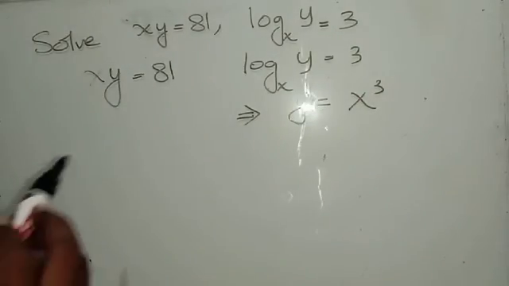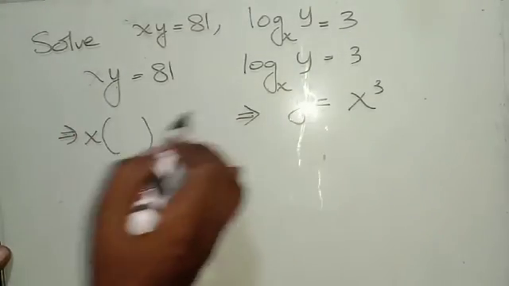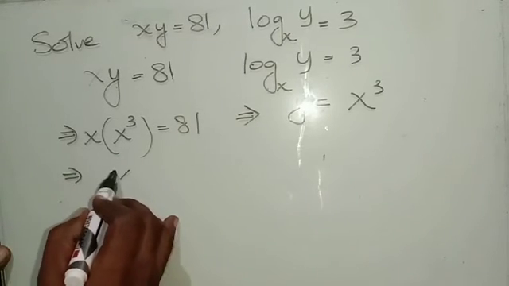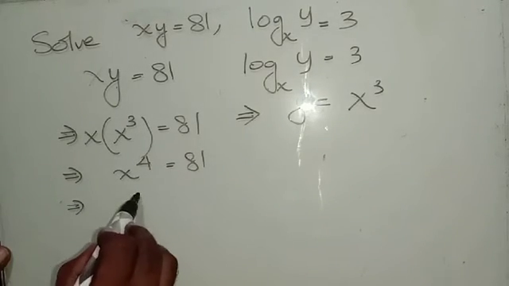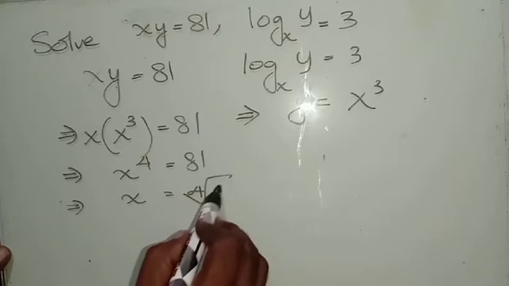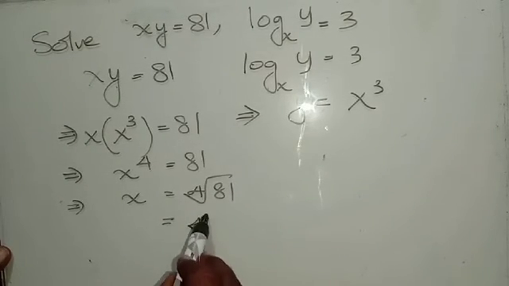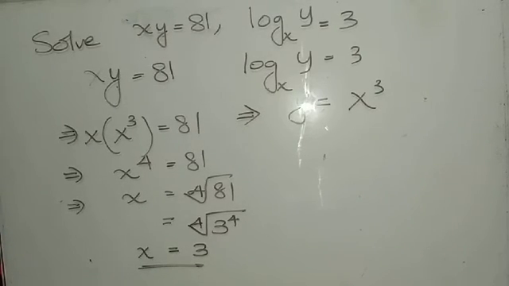So what is the value of y? It is x cubed. So this equation becomes x into y, y is x cubed, is equal to 81. It implies x raised to 4 is equal to 81, or x is equal to fourth root of 81, which is fourth root of 3 raised to 4. That makes us the answer 3. Fourth root of 81 is 3. So we get the value of x as 3.